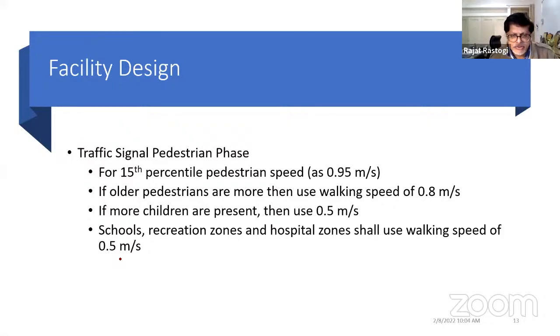Another thing is the traffic signal pedestrian phases, how we are going to do it. The 15th percentile speeds have been talked about previously also, so this value remains the same. For older pedestrians, if they are more at any location, then if I remember, it was 0.78 meter per second, which has been made 0.8 meter per second. We have brought in conditions related to children. In the case of children, the values have been given as 0.5 meter per second, and for a school or recreational zone or hospital zone, these have also been defined as 0.5 meter per second.